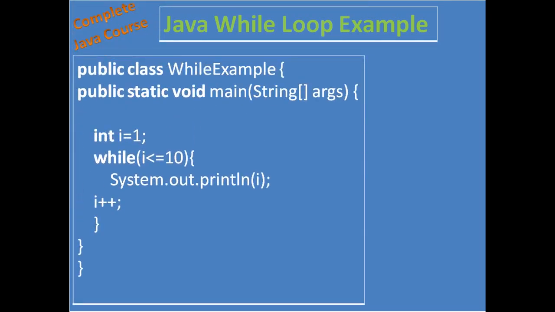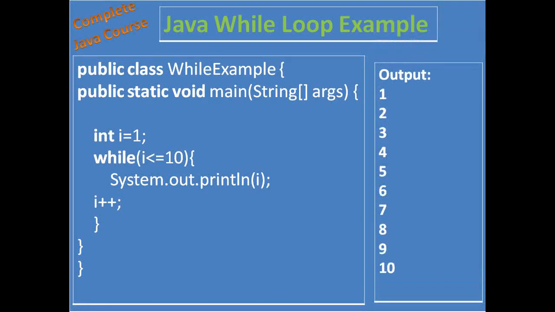So, Java while loop example. Here we are printing the value from 1 to 10 by using the while loop. For printing the value by using the while loop, first we need to initialize the variable, which we have initialized by 1. Then we are checking the condition i less than or equal to 10, and we are printing the value, and we are increasing the value of i. So this will print the value from 1 to 10, and the output will come as 1 to 10.